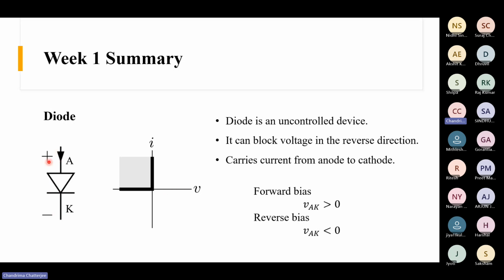And when it is off, when it is in reverse bias condition, it can block voltage. The voltage VAK, we assume as the positive voltage. So it can't block voltage in this direction. The moment VAK becomes greater than 0, it will start conducting, right? So it can't block voltage. But if VAK is less than 0, then it can block voltage, meaning that it will not conduct any current. Whatever voltage you are applying, the voltage will appear across this diode and it will block voltage, it will be off, it will not carry any current. Is it clear?